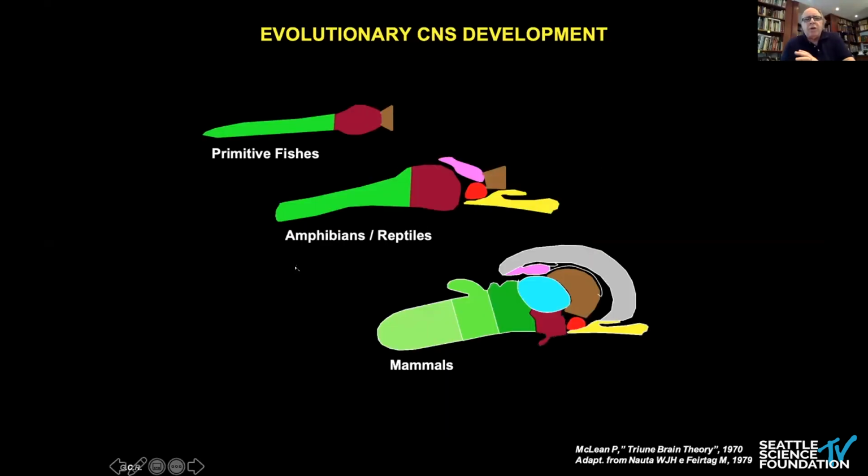Now, in order to understand the development of the main structures of the CNS, let's take a look at this very simple but very didactic model called the Triune brain theory, that was proposed by Paul MacLean, neuroanatomist of the MIT in 1970.